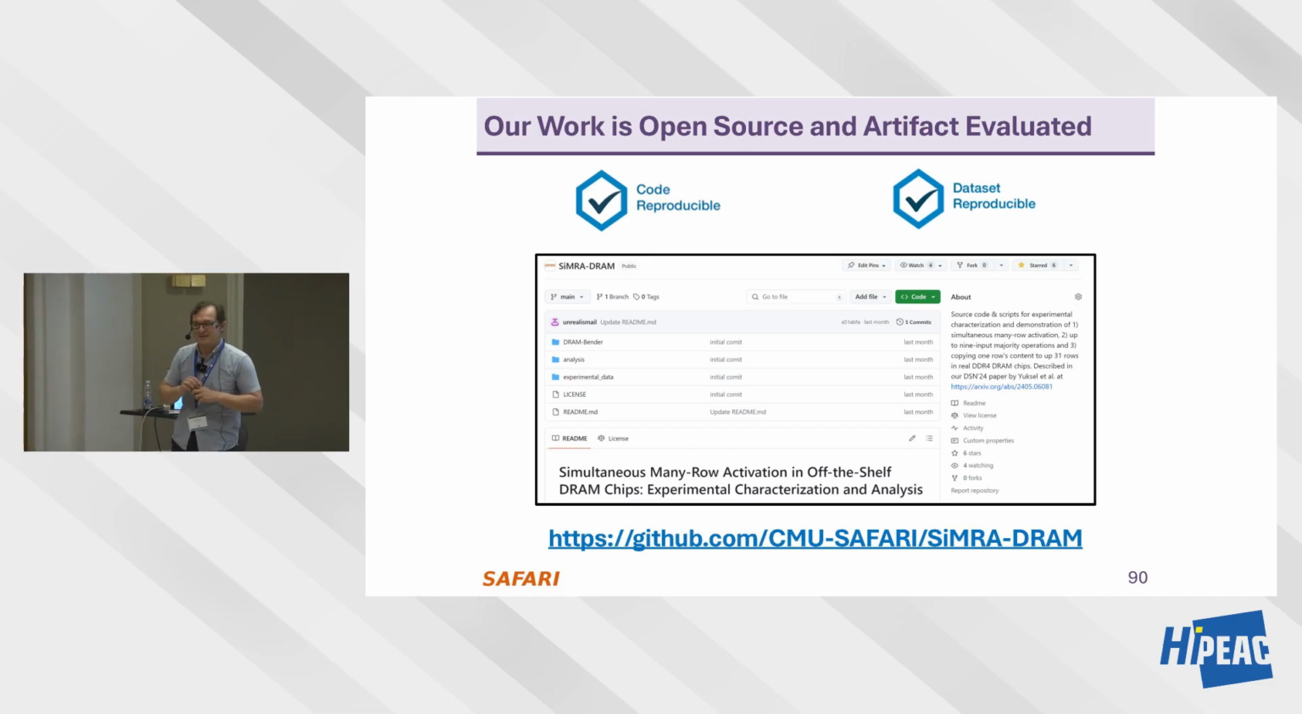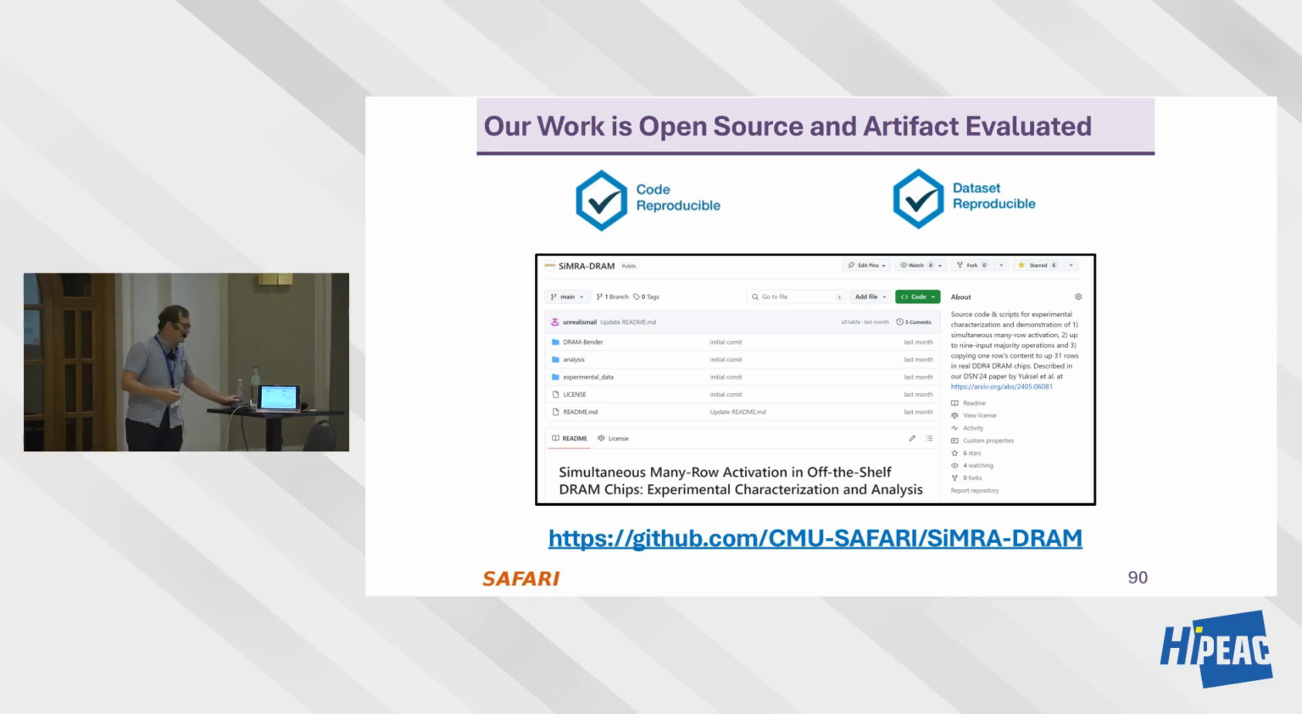Yes? You had this multi-row copy. Yes. In the DRAM here, and that could be interesting for parallel computing, of course. Is there anything that should stop you from doing that in SRAM also? Yeah, so that's a very good question. What about other technologies like SRAM? I don't believe so.